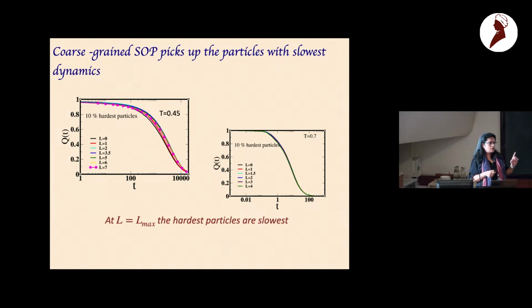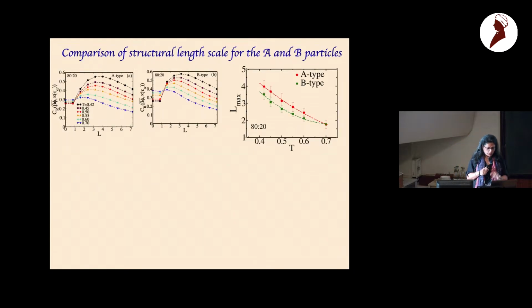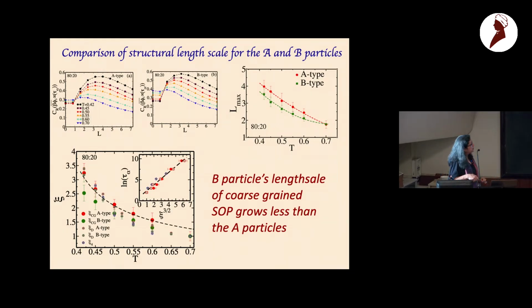So the Lmax tells me the best coarse graining length to pick up my slowest particles, and this is more so at low temperature than at high temperature. And the next thing I'm going to show you is that this length scale is not the same for both the A and the B type of particles. In the same way, the length scale that we calculate, I don't know if we should call it a static or a dynamic length scale or somewhere statodynamical length scale, it grows less for the B particles than the A particles.